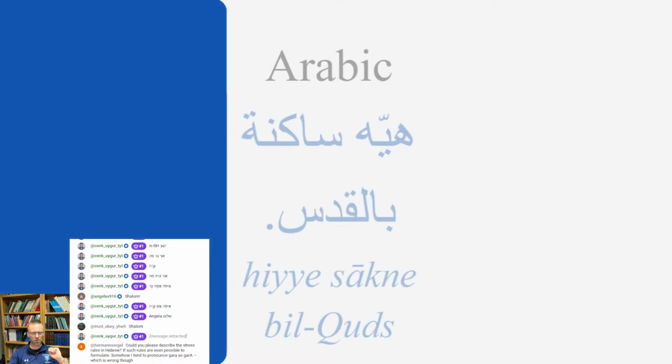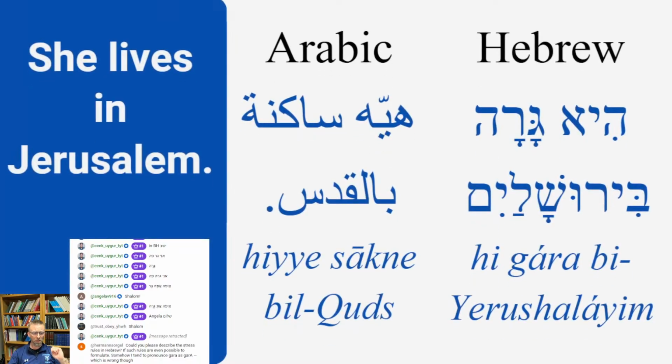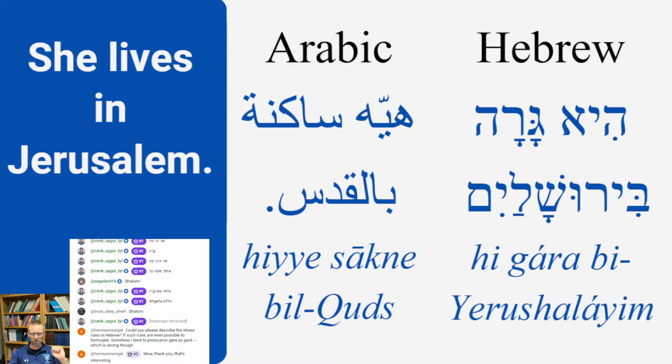All right. She lives in Jerusalem. He yesakne bilkutz in Arabic. And in Hebrew, he gara b'Yerushalayim. And I'm just thinking about Herman's comment. One of the things that when I teach biblical Aramaic online, and you can see this in the comments to some of my videos, when I'm teaching biblical Aramaic, reading right out of the Hebrew Bible, which has an accent system, they use the cantillation marks, and it tells us exactly where the stress goes. There are people who will write in and say that I'm pronouncing it incorrectly.